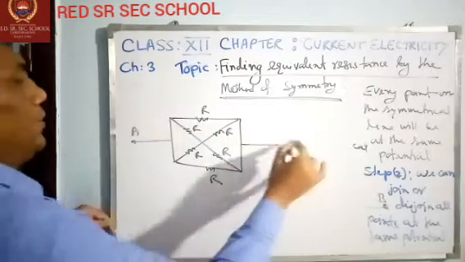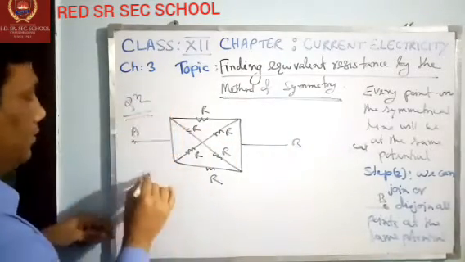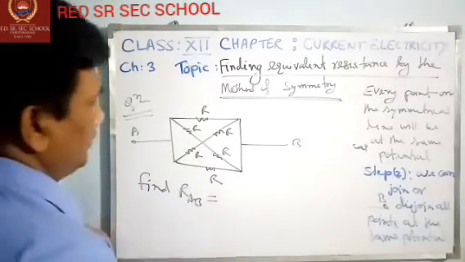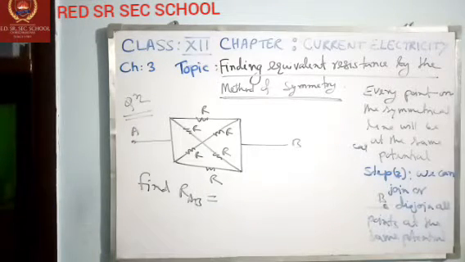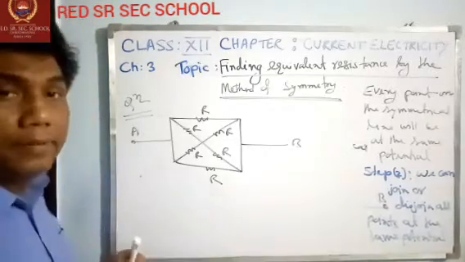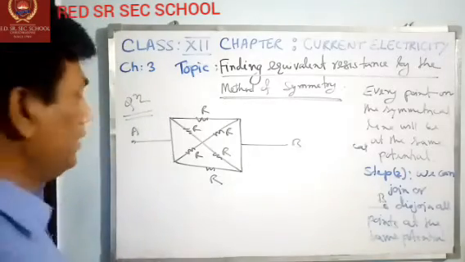What is the resistance between A and B? Okay, find RAB. Using that line symmetry concept, we can easily do it. What is the line symmetry concept? First you try, pause the video, then compare with me.